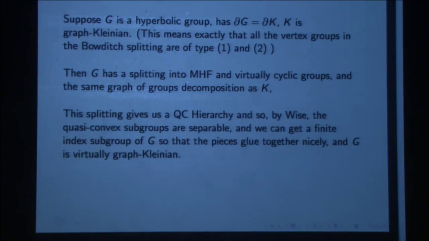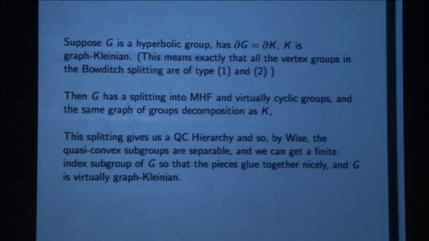Okay, so suppose I have a hyperbolic group, and its boundary is homeomorphic to the boundary of a convex co-compact Kleinian group that's graph Kleinian. So in this language that I was just talking about, this means that the vertex groups in the Bowditch splittings are exactly of type 1 or 2. They're either the virtually cyclic groups or they're the hanging Fuchsian groups. So you could take that as a definition.